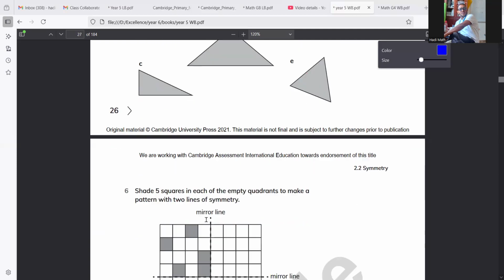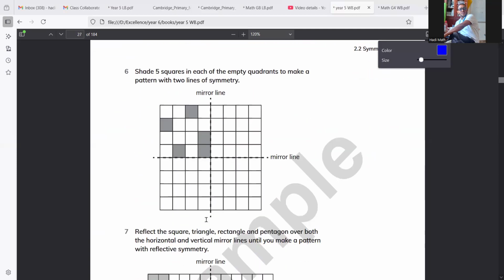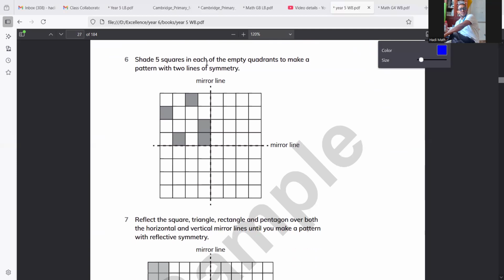So let's go to question number 6. Shade 5 squares in each of the empty quadrants to make a pattern with 2 lines of symmetry. Okay, we need to shade, for example, these, 5 in each quadrant. Let's look at this quadrant. You need to shade 5 squares, like this one which is not far from the mirror line. You're going to shade them here so they could fold over each other.